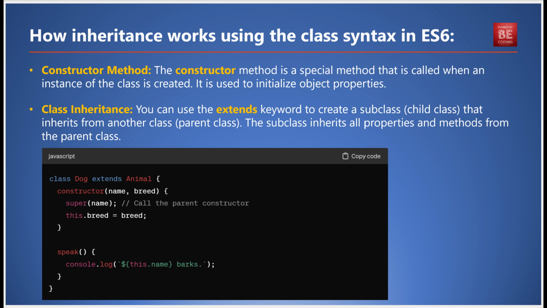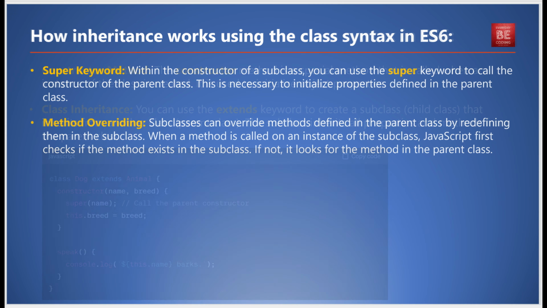Let's consider a subclass named Dog that extends our Animal class. This subclass not only inherits the properties and methods from Animal, but can also have its own unique properties and methods. Within the constructor of our subclass, we use the super keyword.